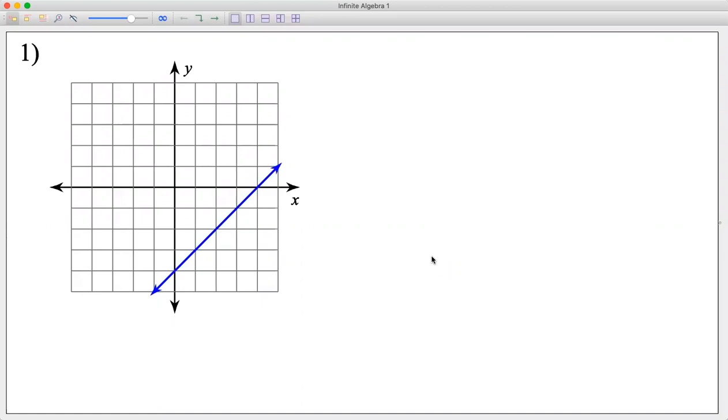Now be careful. On this particular one, it's a pretty easy one. You can see that the blue line goes through a whole bunch of lattice points. Say it goes to this one, it goes to this one. Pretty easy. So it's rise over run. So what's the slope of this one?